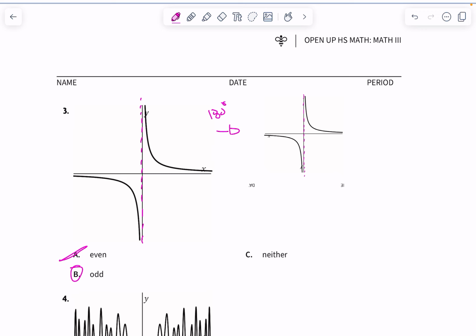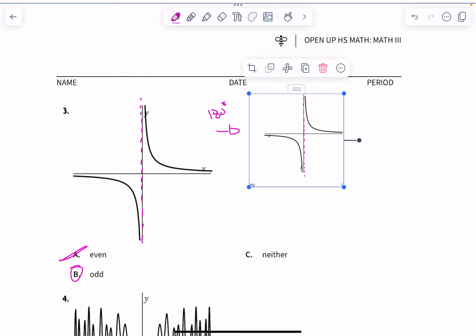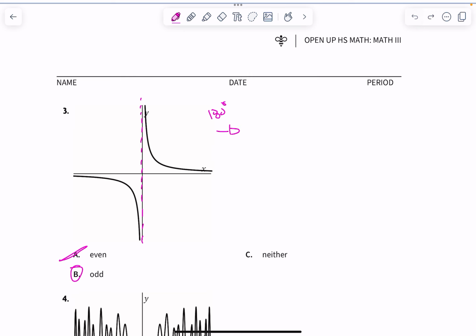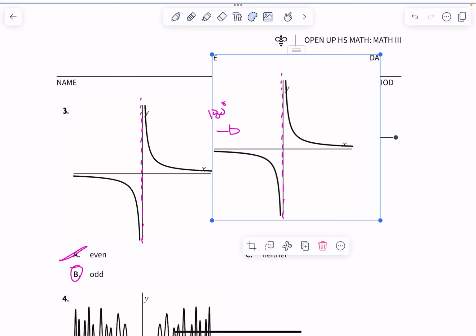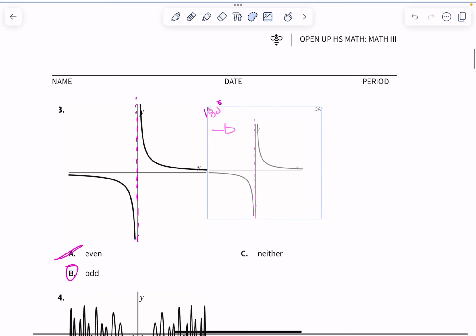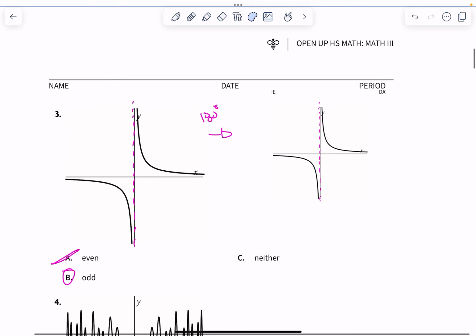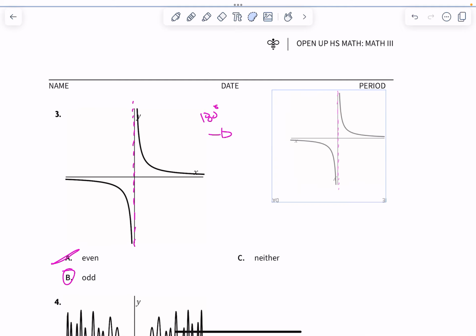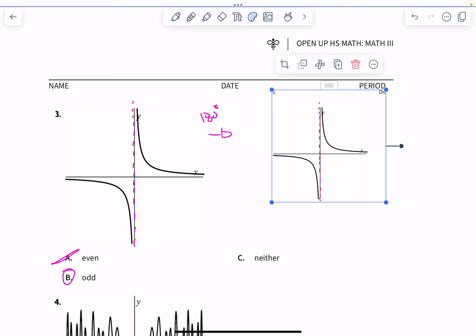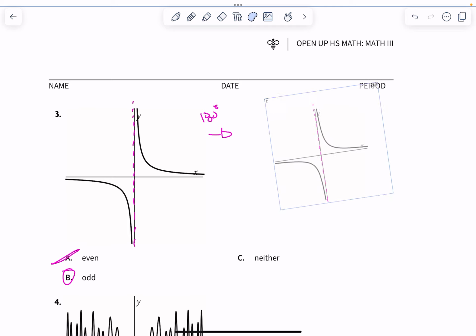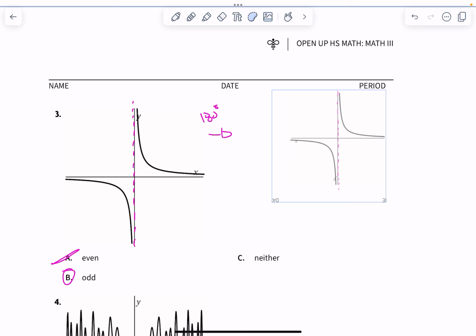Very nice. What about if I had rotated the other way? Let's paste this. So again, 180 degrees across the origin doesn't really matter, because if I rotate it 180 degrees this way, it's the same thing as if I had rotated it this way. So this is 90, 180. Same concept. So that would be an odd function.